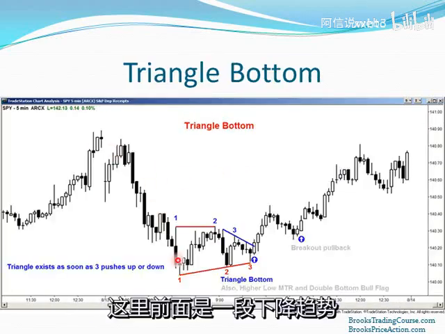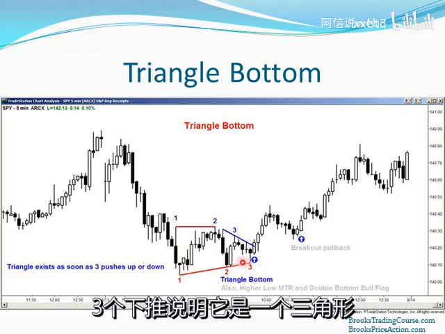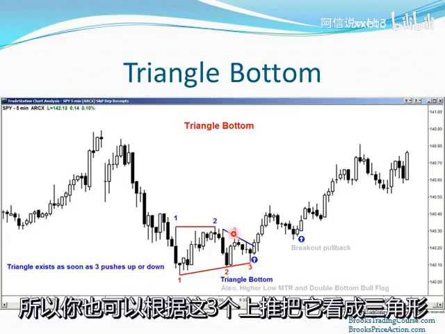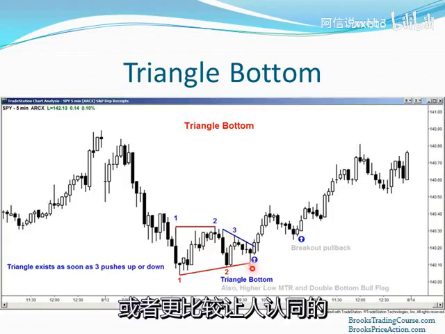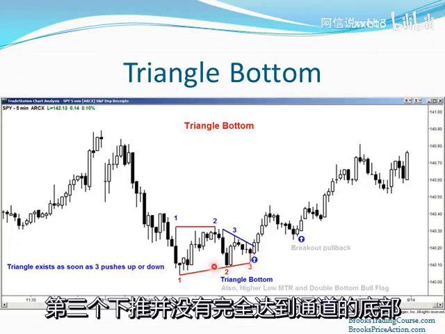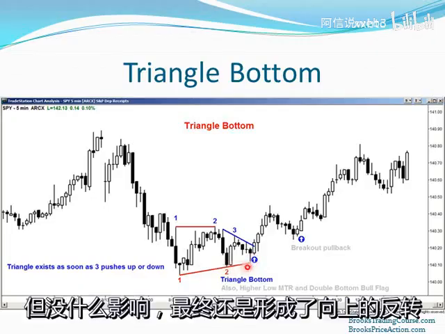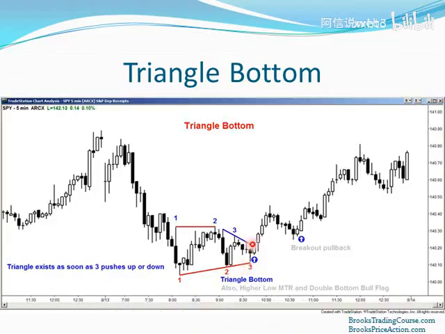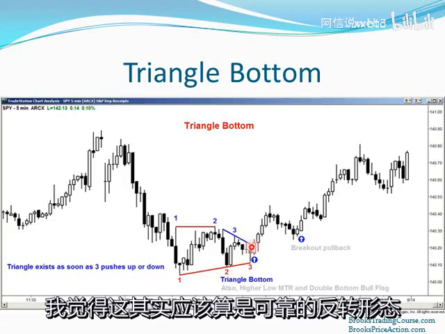Here we have a bear trend and then 3 pushes down, and 3 pushes down means it's a triangle. There are also 3 pushes up, so you can call it a triangle based on this third push up, or more convincingly, a better shaped triangle after this third push down. It did not quite reach the bottom of the channel below, and that doesn't matter. It's still reversed up, and I think it's a reasonable reversal pattern.